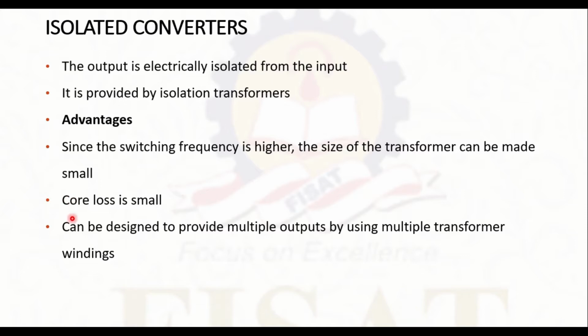Second point is the core loss is small. Core loss, which is because of the transformer, is less because the size of the transformer is also small. And next point is this kind of converters can be designed to provide multiple voltage outputs. That is, we can use multiple transformer windings at the output side so that we will get multiple output voltages. So these are the advantages of isolated converters.